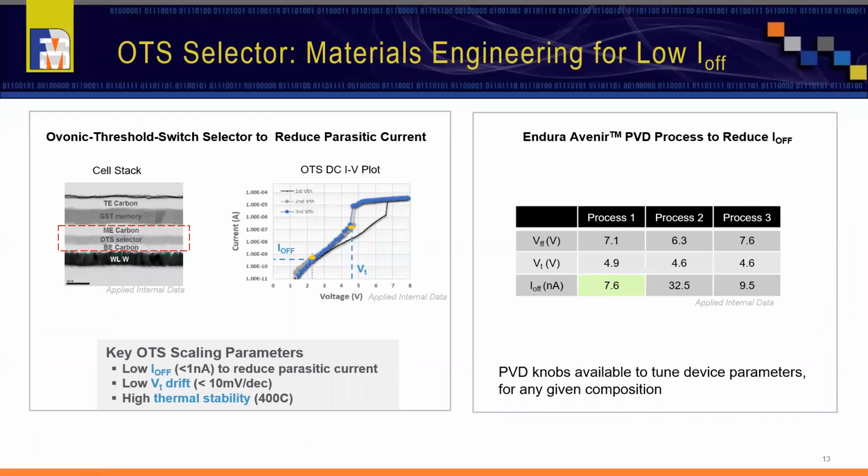The other part of the cross-point cell is a selector, which is also another complex chalcogenide. The Endura system is also used to deposit this layer, as shown in the picture on the left. One of the key characteristics of this film is to have a low off current so that the overall parasitic current can be reduced in the array. This off current depends not only on the composition of the OTS layer, but also the deposition condition. As shown in the table on the right, we can use our internal test chip to optimize the deposition condition to get to low off current for the selector.